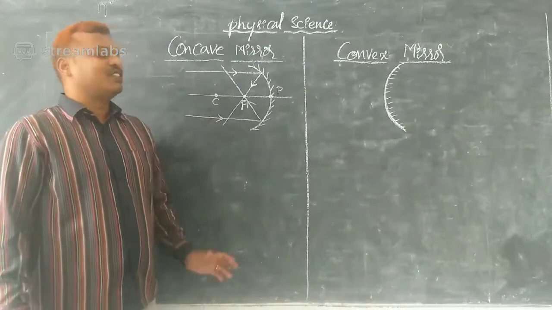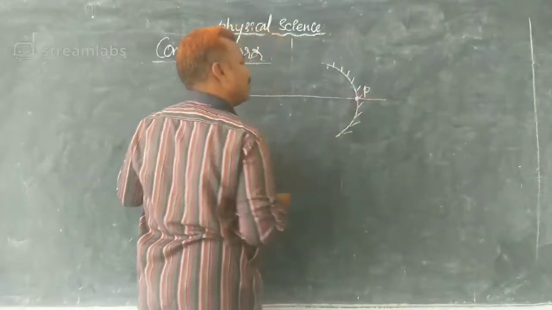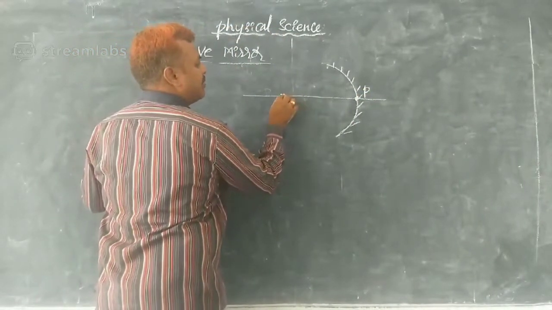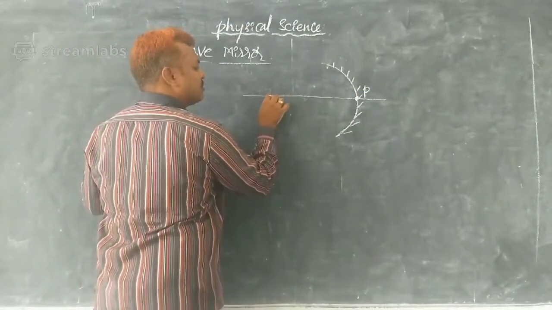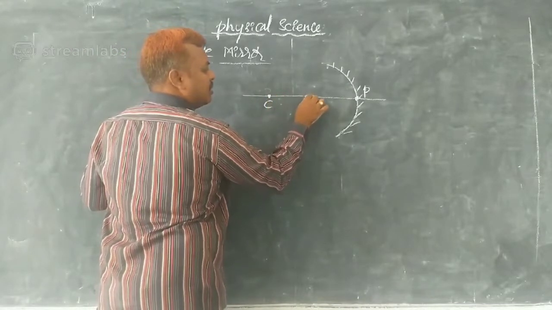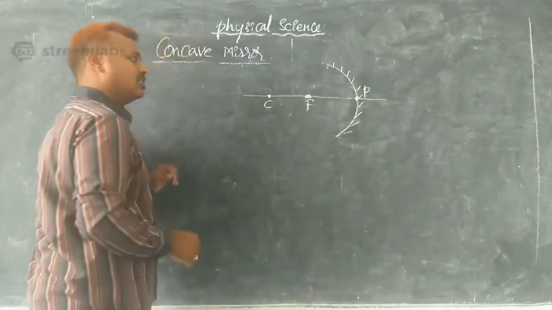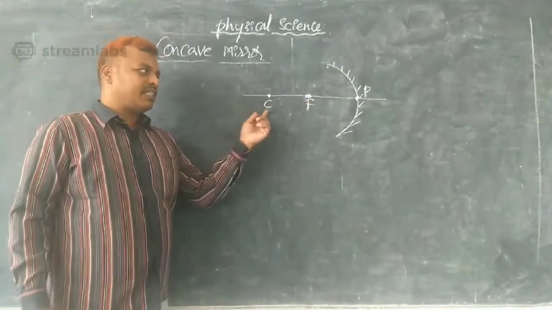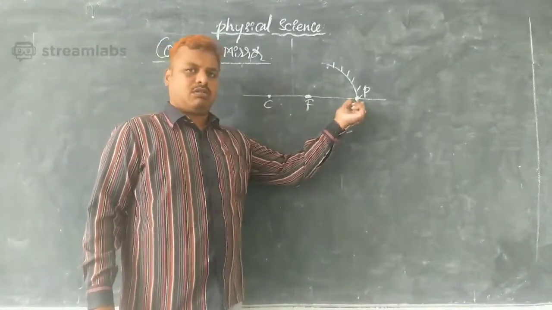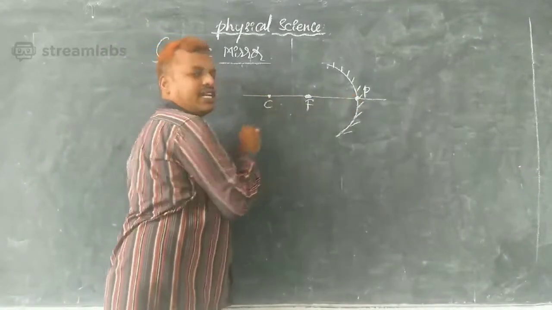Right. So let us see. Pole, center of curvature. This is the focus. This is center of curvature. This is focus. This is pole. Okay. The distance between center of curvature and pole is called radius of curvature.